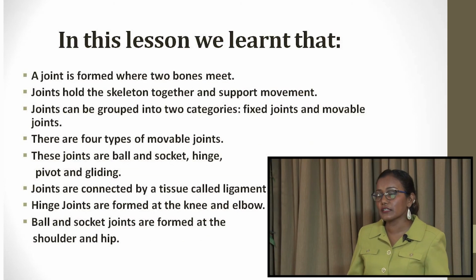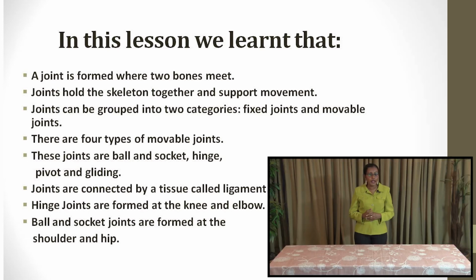Now let's review what we've learned in this lesson. We learned that a joint is formed where 2 bones meet. Joints hold the skeleton together and support movement. Joints can be grouped into 2 categories: fixed joints and movable joints. There are 4 types of movable joints. These are ball and socket, hinge, pivot, and gliding joints. Joints are connected by tissues called ligament. Hinge joints are formed at the knees and elbow. Ball and socket joints are formed at the shoulder and hip.